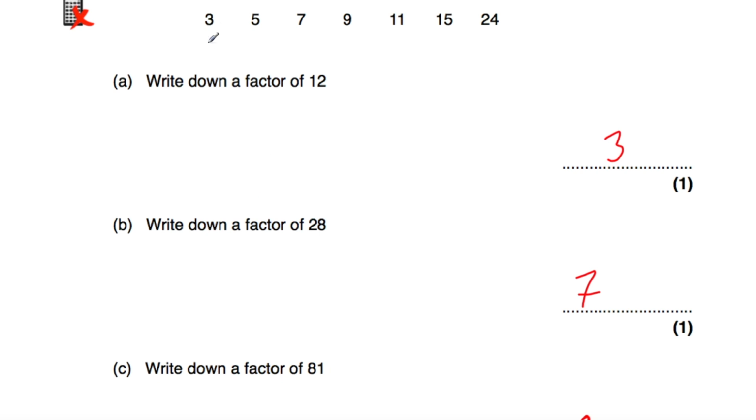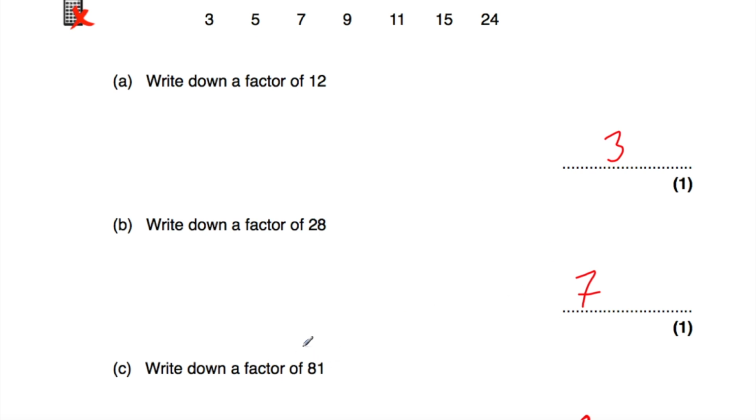And also there's a divisibility test for 3. If you add together the digits in a number and they add together to be in the 3 times tables, then the number is divisible by 3. So for instance, 1 plus 2 is equal to 3, and 3 is in the 3 times table, so 12 is divisible by 3. 2 plus 8 is equal to 10. 10 is not in the 3 times tables, so 28 is not divisible by 3, so that means that 3 is not a factor of it.